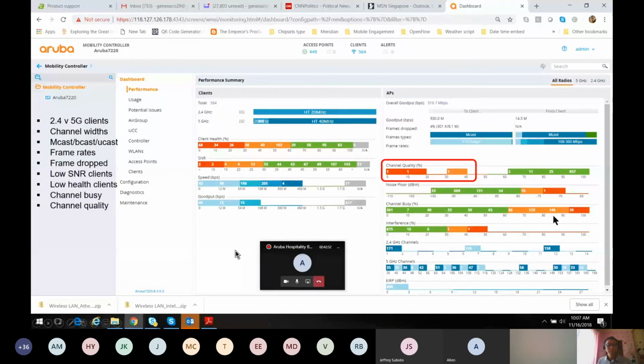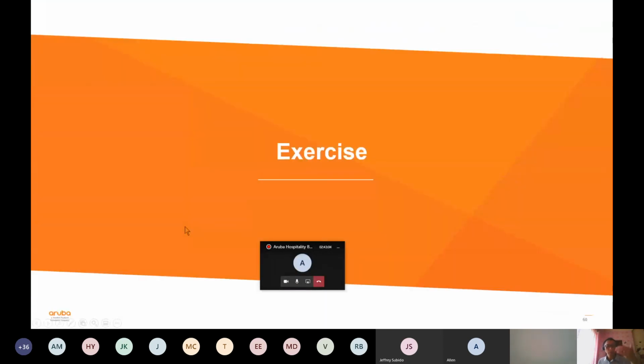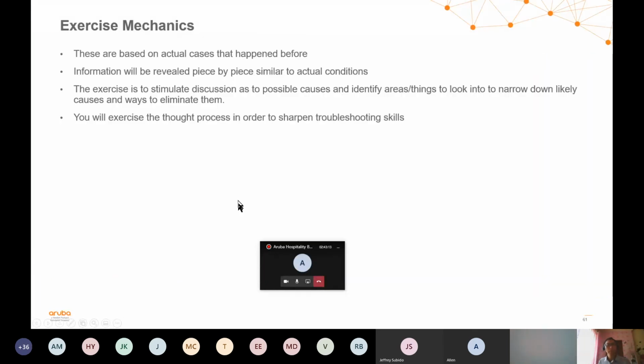All right. I have some exercises here, but I will not go through them. These are based on real cases that happened before, where you get information coming out bit by bit, slowly as you discover them. This exercise is really to stimulate discussion and to exercise the thought process in terms of sharpening your troubleshooting skills.